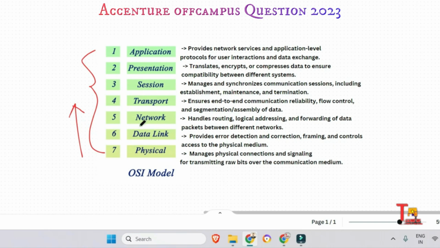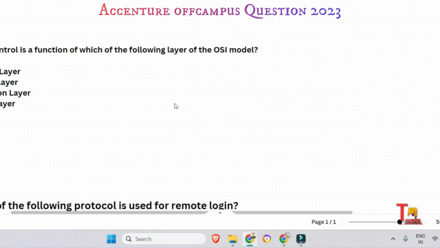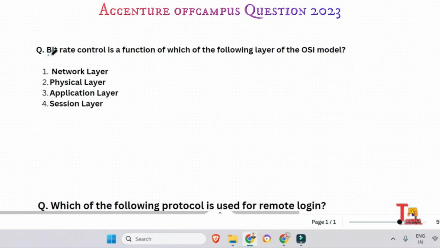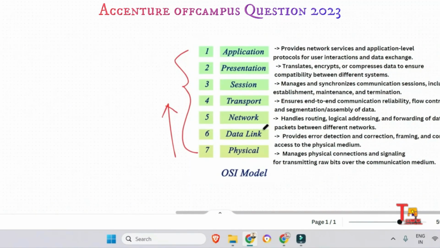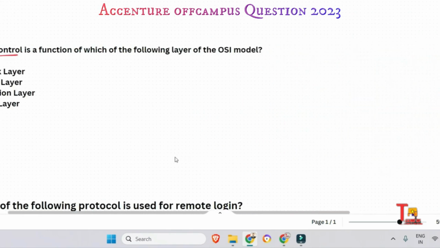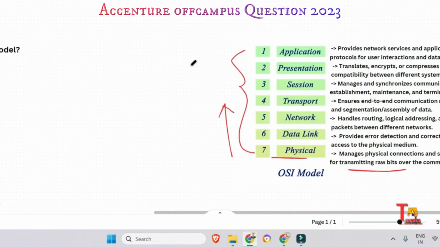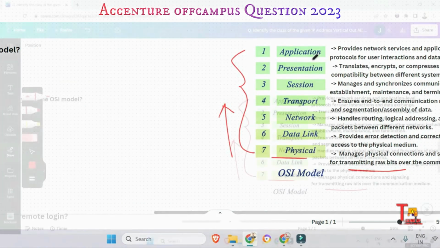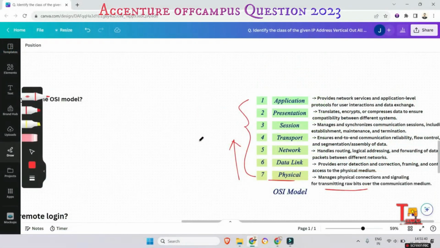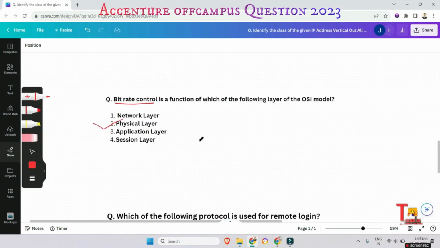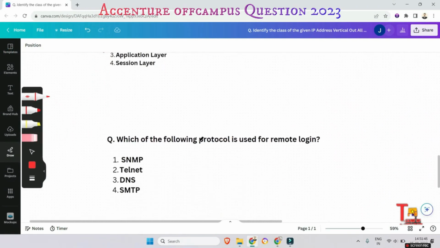So according to this theory, what will be the answer to our question? Bit rate control is a function of which layer? So bitrate control is a function of the physical layer, right? So the answer will be physical layer. Guys, remember the function of all layers so that if another question asks about another layer, then you can answer, right? Okay, let's go to another question.